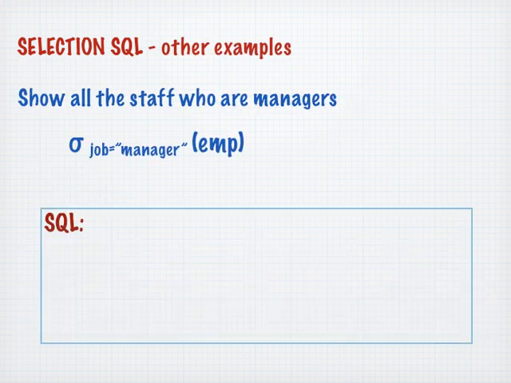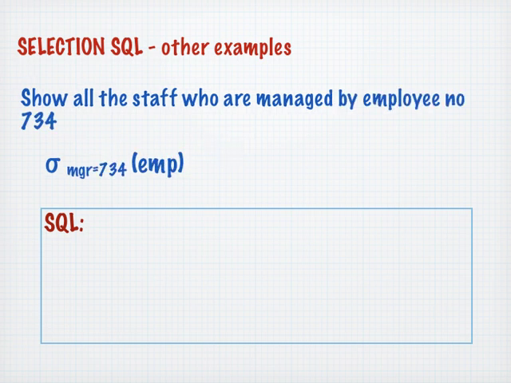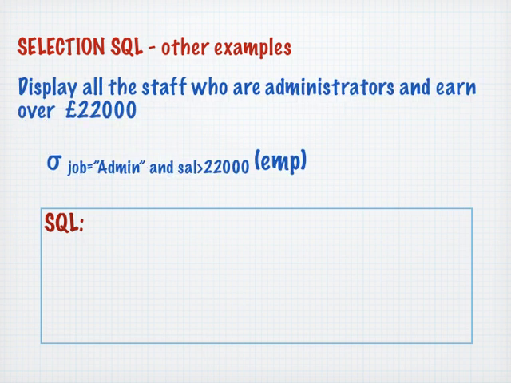So here are a couple of examples for you to try and translate into SQL, and if you've got access to a database to hand, then you can actually try running the SQL against the database table. So find all the people who are managers, find the people whose manager code is 734, and find all the people who are administrators and who earn more than 22,000. So I'll leave that as an exercise for you to try and translate those into SQL.